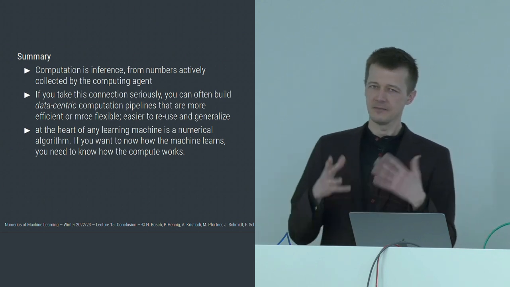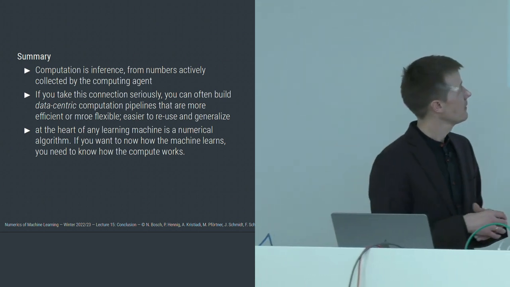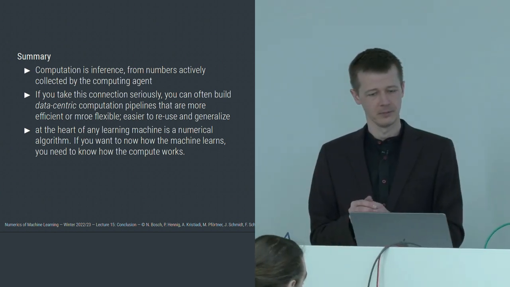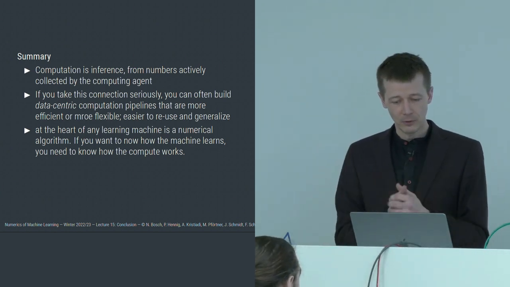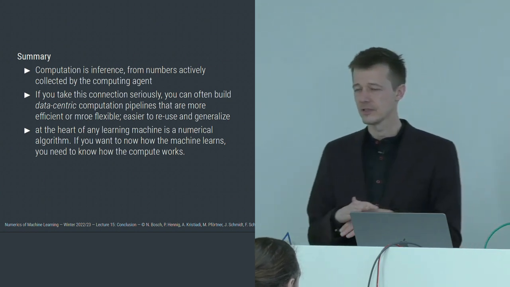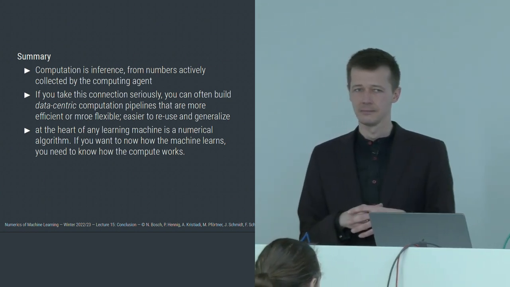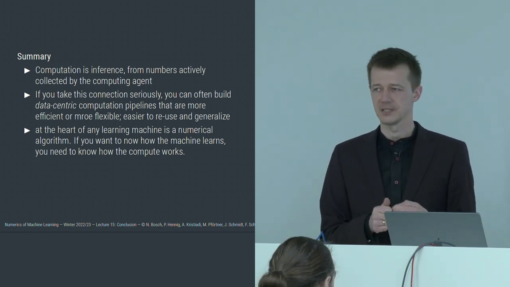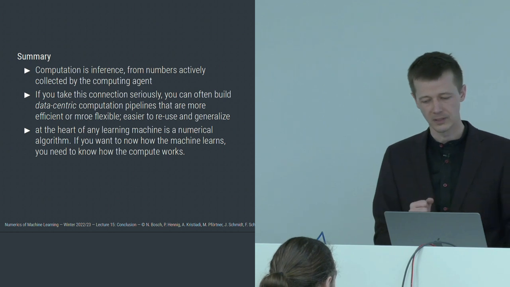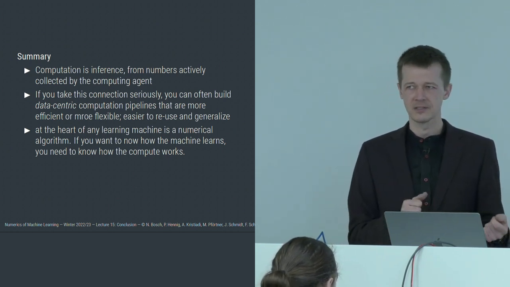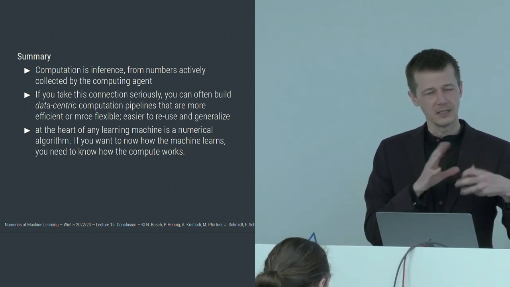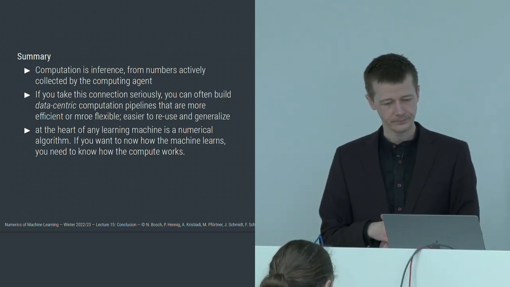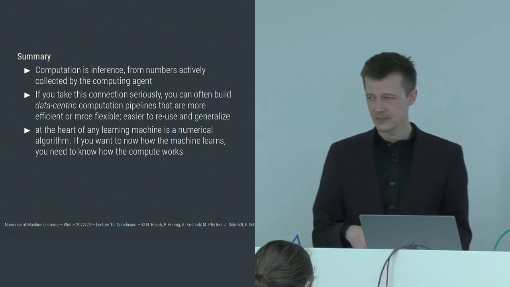If we take this connection seriously, then we can build new data-centric ways of doing computation that, if we do them right, might be more flexible, easier to reuse, and easier to generalize to different settings. And they provide design patterns like these information operators, like Gaussian process regression, Kalman filtering and smoothing, and Laplace approximations that can be used in very flexible ways to include information from various sources. And in the end, all of this is numerical computation.